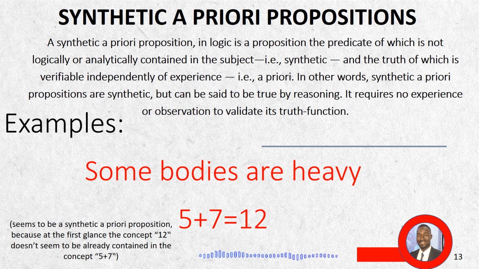The second example is 5 plus 7 equals 12. This truth relies on experience and at the same time requires reasoning, because our experience has shown that 5 plus 7 is 12. But then when we ask 5 plus 7, we don't need a further experience to know the truth function of the answer 12. So we know that by reasoning. So it is called a synthetic a priori proposition. We hardly find this example in logic, though, but then it is important that we know that.